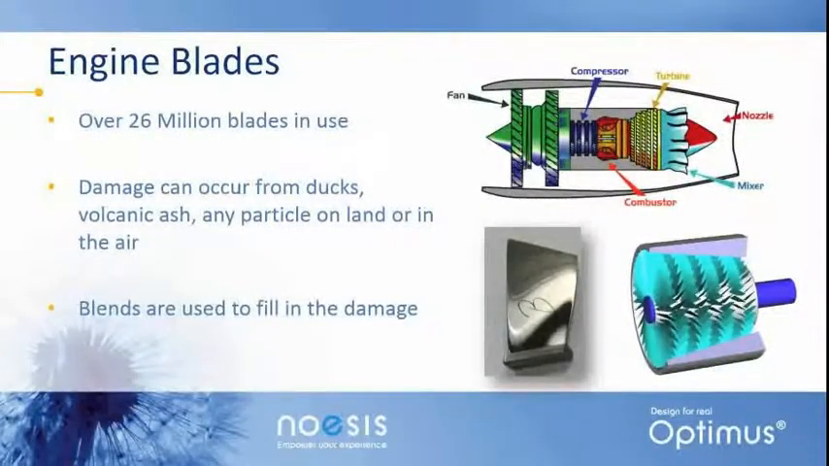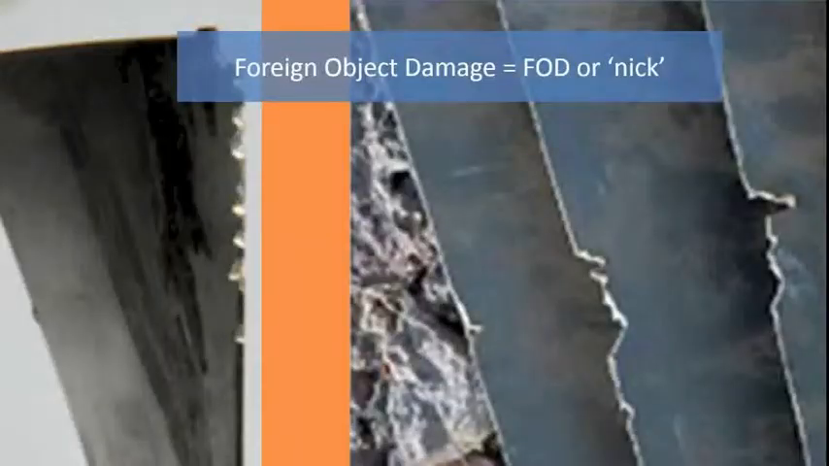When these blades are damaged, what's called a blend is used to fix the blades. So it's really imperative to determine the maximum amount of damage that a blade can have and still provide enough lift force to keep the jet engine in balance. Here are a few examples of damage that can occur to these blades. The damage is referred to as foreign object damage, or FOD, and it's generally referred to as a nick. That's what we'll be talking about and simulating today.